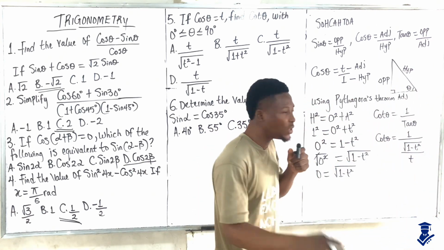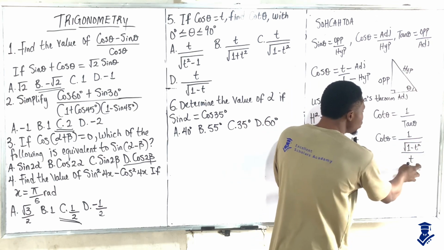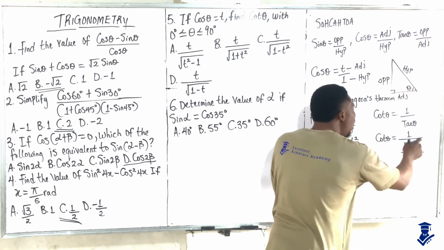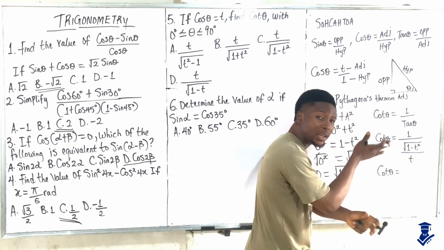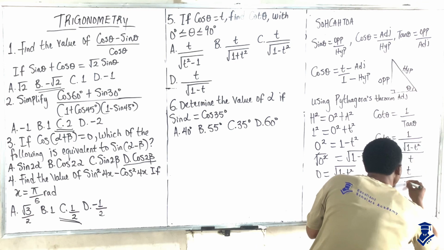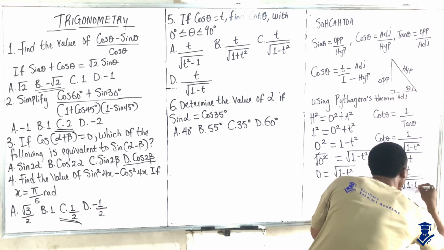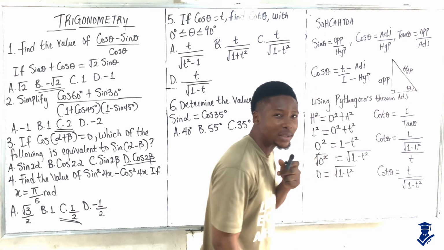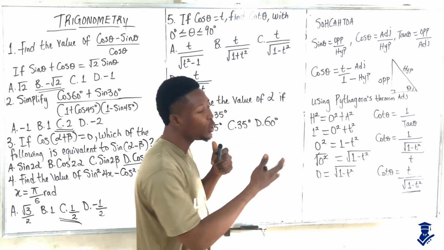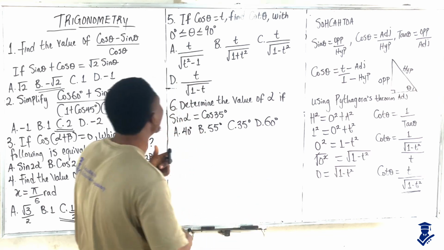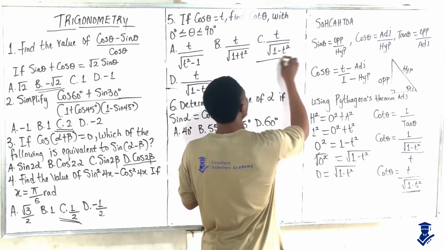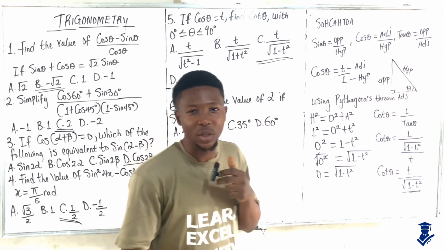Now, the inverse of root 1 minus t squared over t is going to be equal to what? When you see 1 over a fraction, it means find the inverse. Just inverse it. So it becomes t over square root of 1 minus t squared. So this is going to be our final answer. So cot theta is t over square root of 1 minus t squared, which is option C. So option C gives us our correct answer.